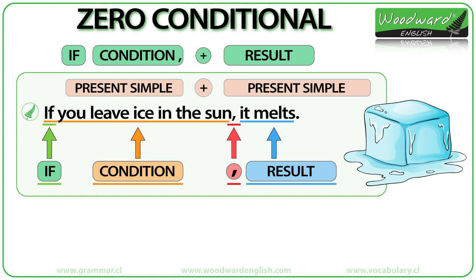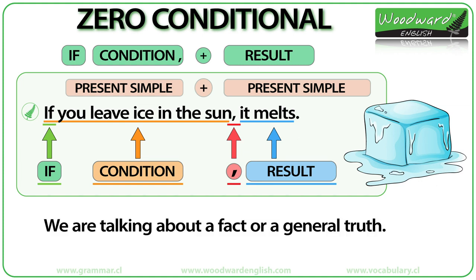Also, we have to use a comma at the end of an if clause when the if clause comes at the beginning of the sentence. Now, this condition, if you leave ice in the sun, always has the same result. The ice melts. That is why we used the zero conditional with the if clause or condition in the present simple tense and the result in the present simple tense too, because we are talking about a fact or a general truth.